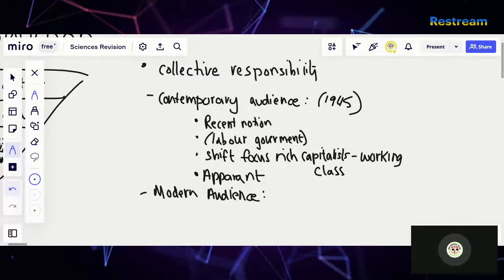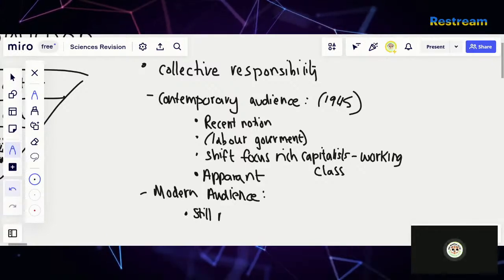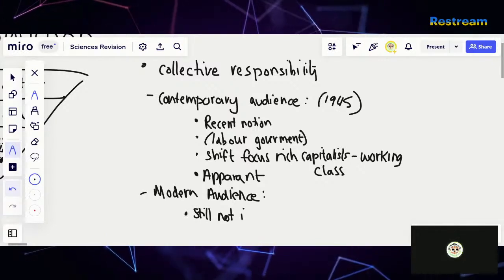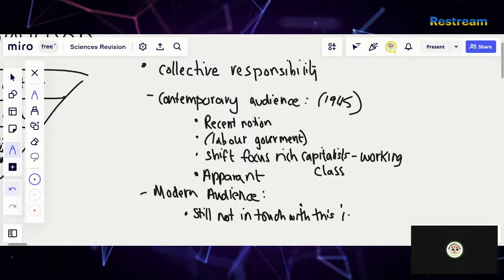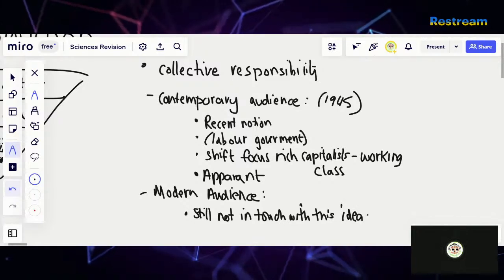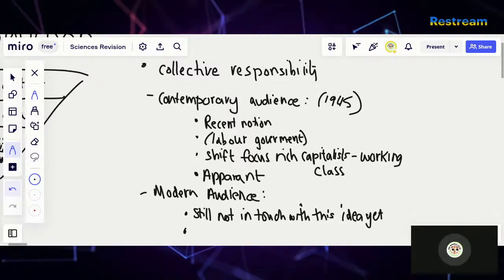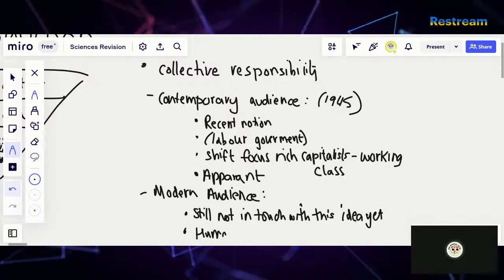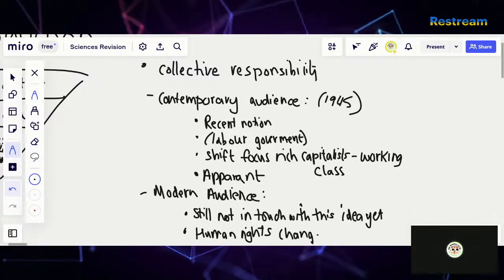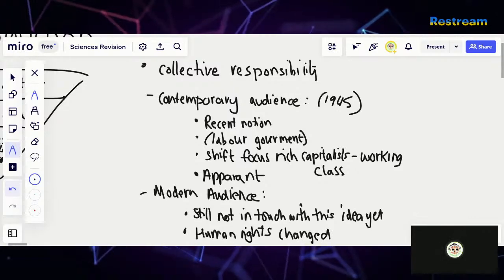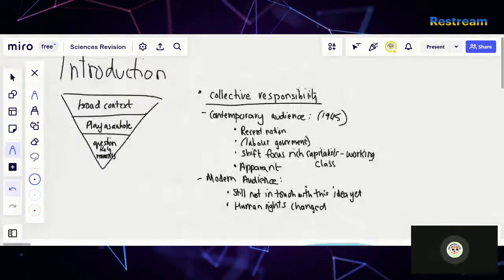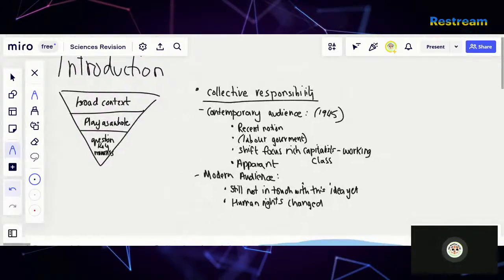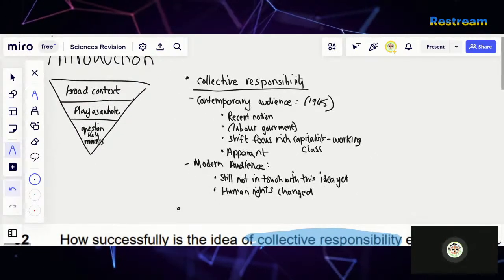Responsibility is still not, so we're still not in touch with this idea yet. But as a modern audience, we have a lot of human rights that have changed since the contemporary audience's time, so we can argue both ways. So it's up to you. So in your introduction, definitely talk about what collective responsibility means, and then try and mention how it's referenced in the play as a whole.